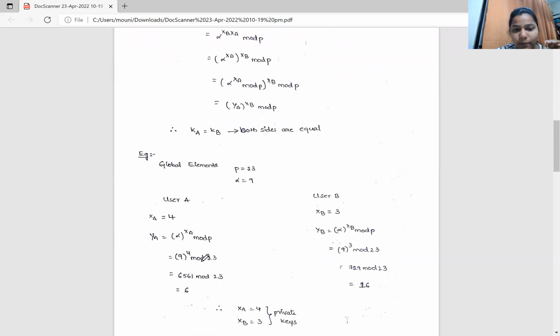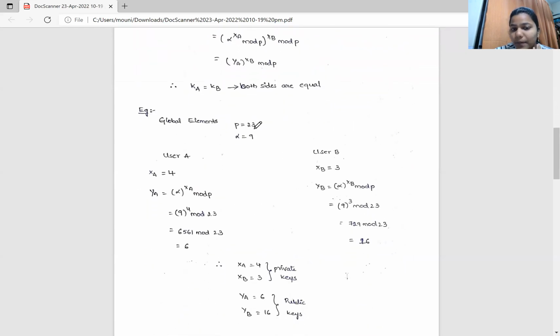Let's see a small example of this. As I told, P is a prime number, and here 23 is a prime number, as everyone knows. And alpha is the primitive root of 23. These two are global elements, which will be given already.